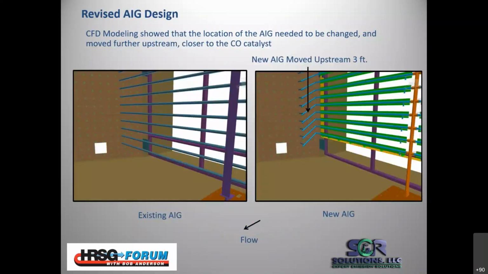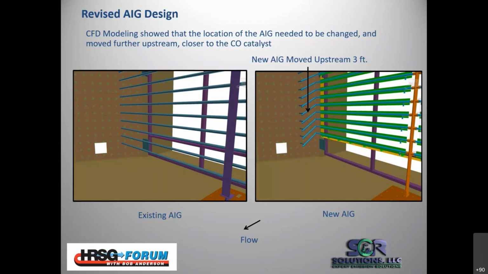So, not getting in all of the iterations, but basically what we ended up doing was we had to take the AIG that was in there out. They were having some other issues with pluggage, and there was just no reason to save it. So what we essentially did was move the ammonia injection grid upstream by 3 feet, closer to the CO catalyst.